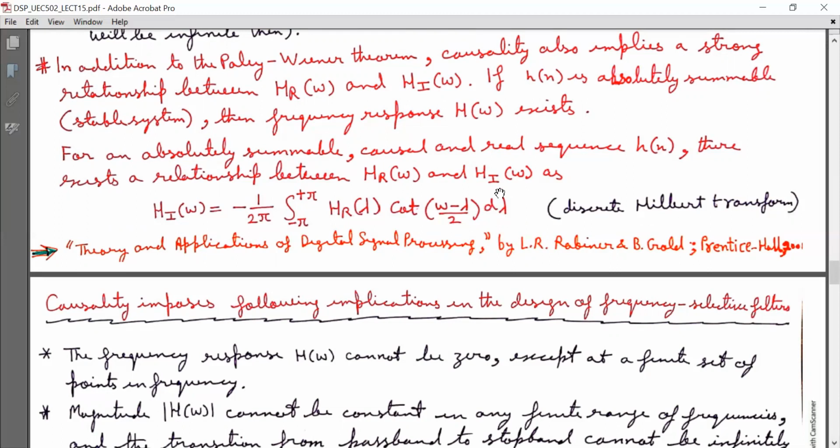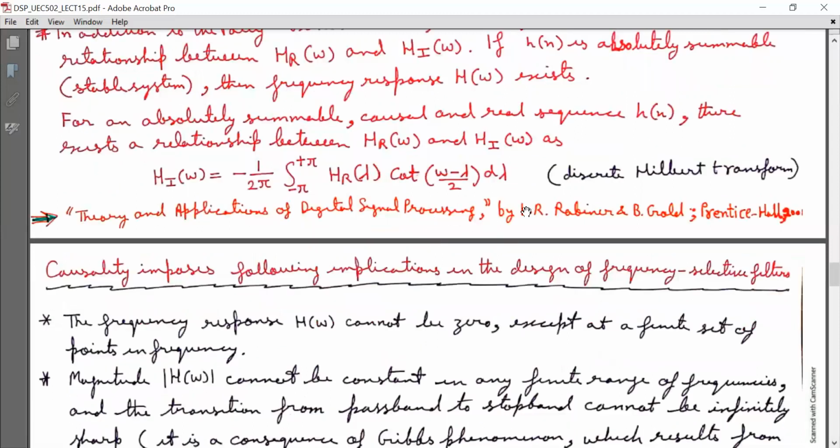The detailed solution is given in the book by Rabiner and Gold, and the interested student can refer to that book, as this is a topic of advanced digital signal processing. I'm not going to describe it here, but you need to understand or know this condition.